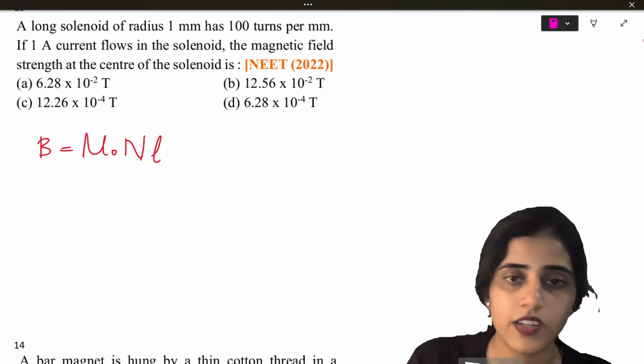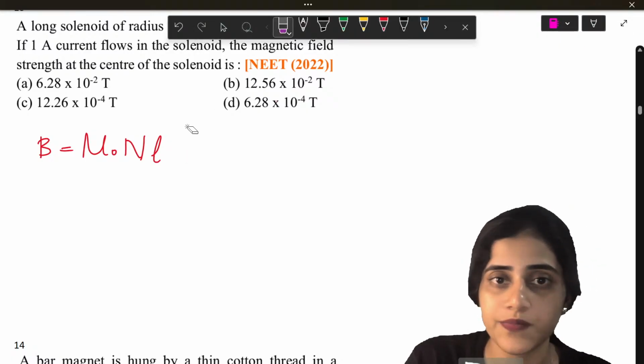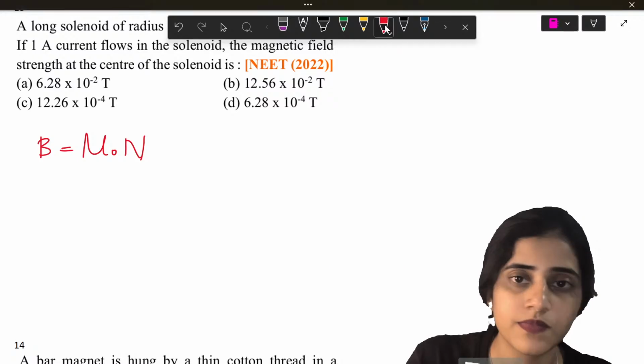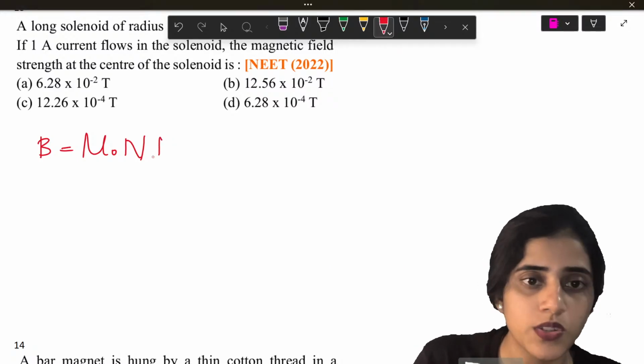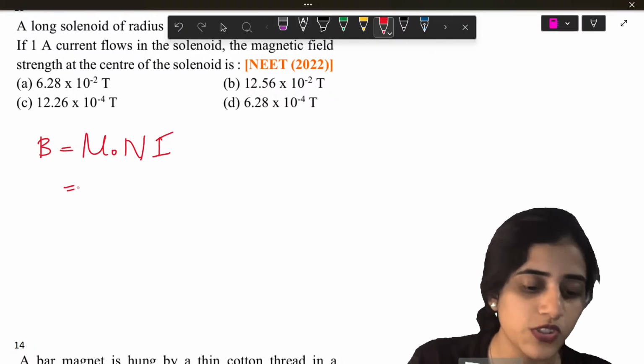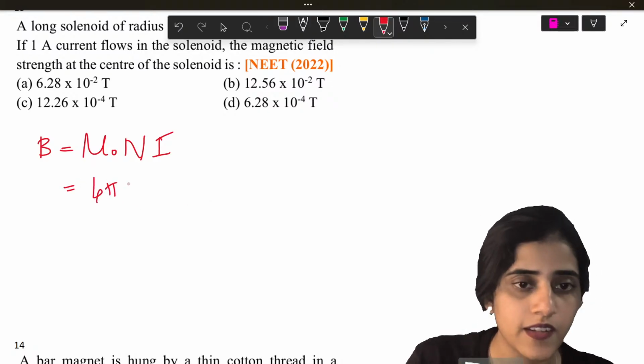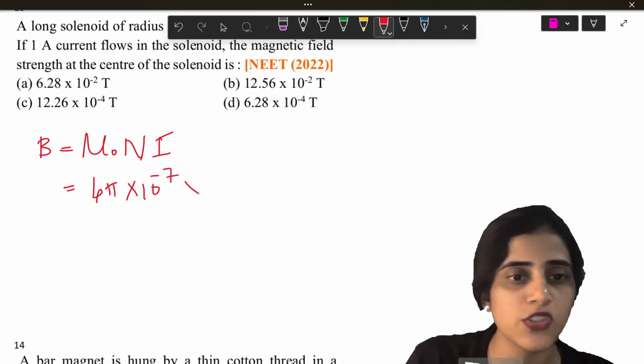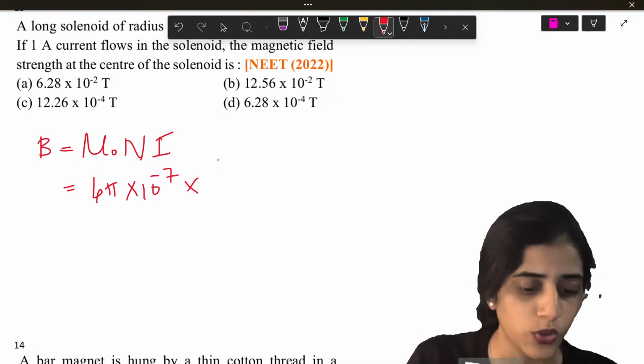So, sorry, B is equal to mu 0 n I. Okay. So what is mu 0? 4 pi into 10 raised to minus 7 is mu 0. It's a constant. All of you would know that.